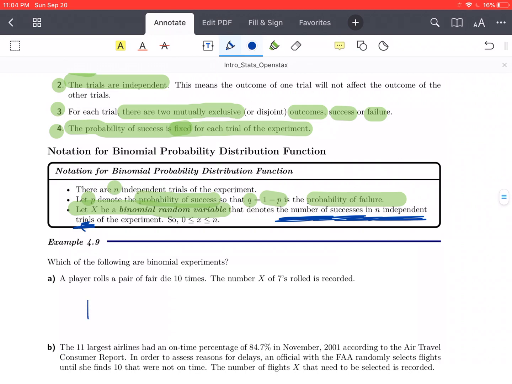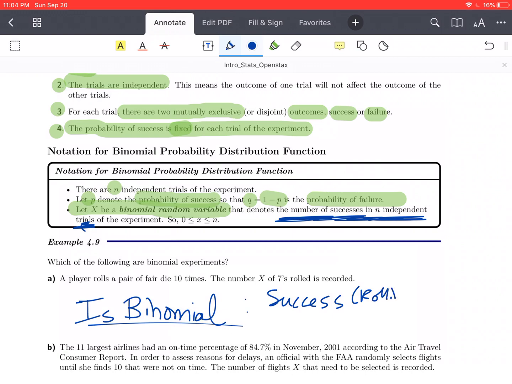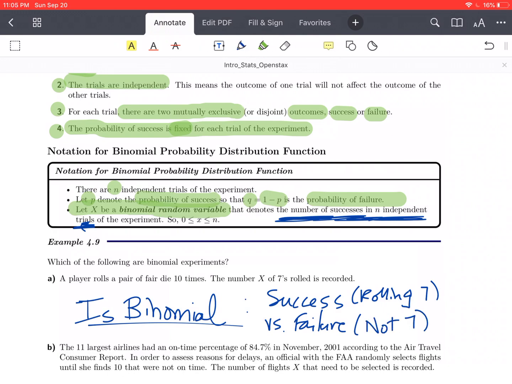So this one is binomial. And again, we have the success of rolling a 7 versus failure of rolling something that's not 7. So that one would be a binomial experiment.